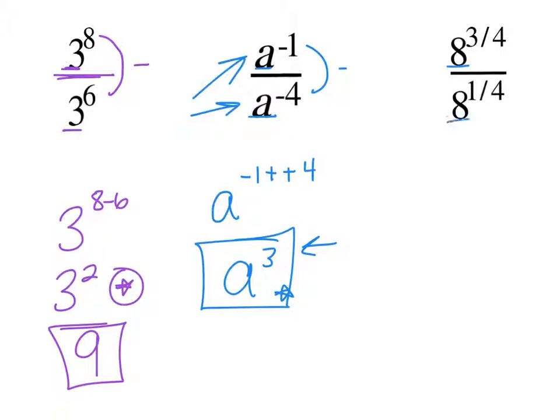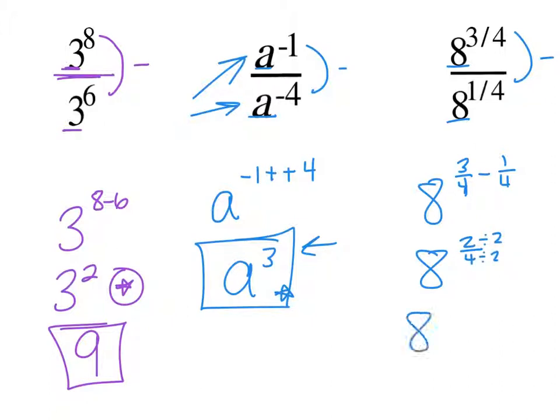Once more, same base, subtract our exponents. So we have 8 to the 3/4 minus 1/4. Beauty is they have common denominators, so we just subtract straight across. 8 to the 2/4. 2/4 we can simplify, so we're going to have 8 to the 1/2. And then really what this is going to become is the square root of 8, which we'll learn about later. 8 to the 1/2 is fine for today.